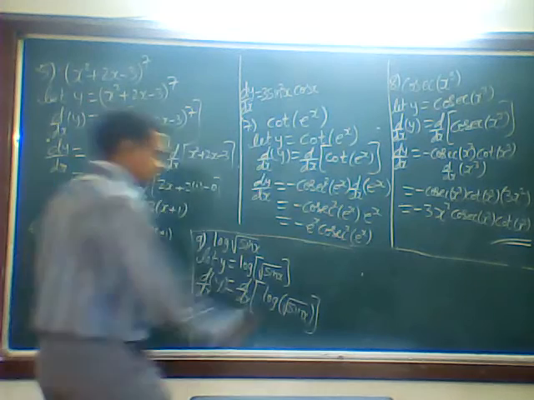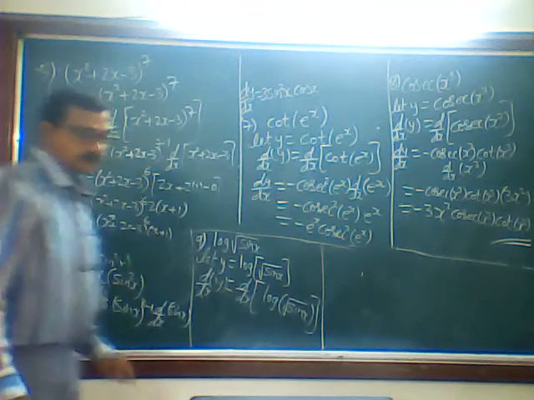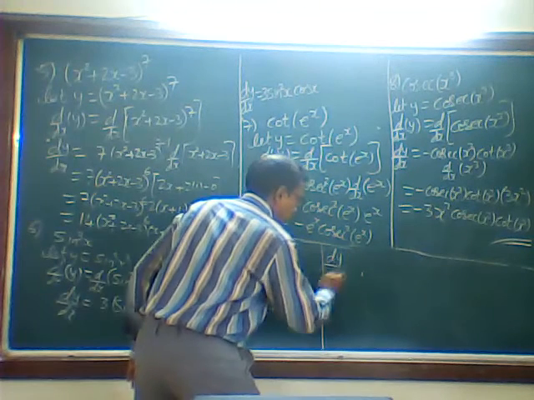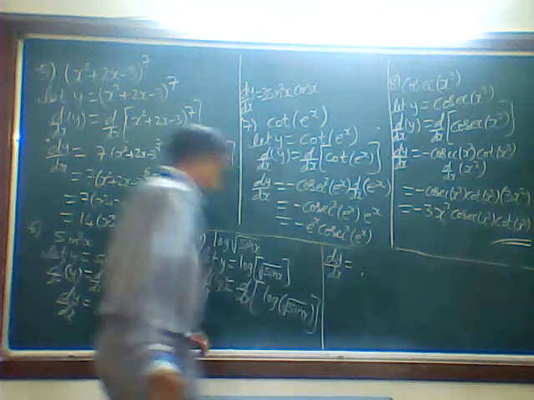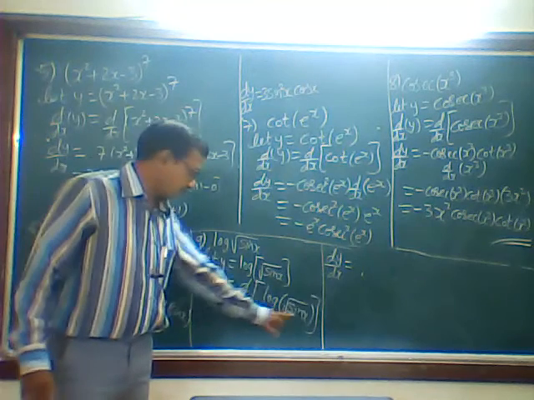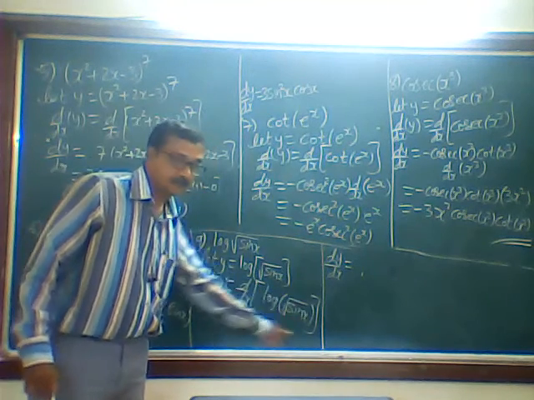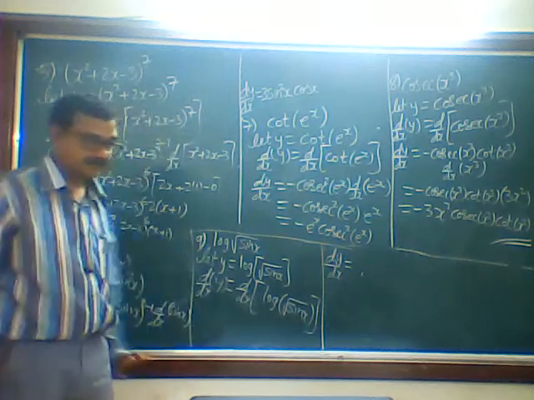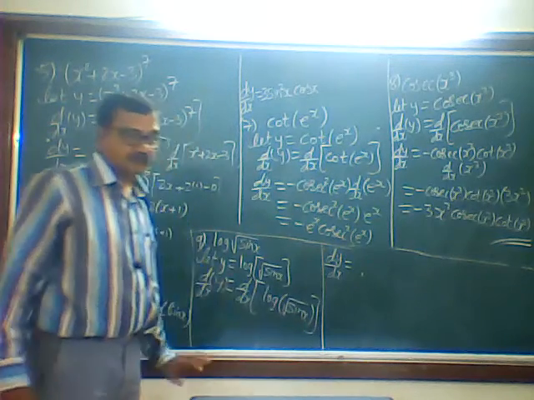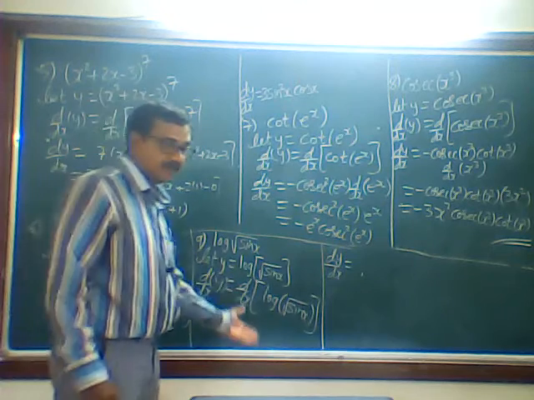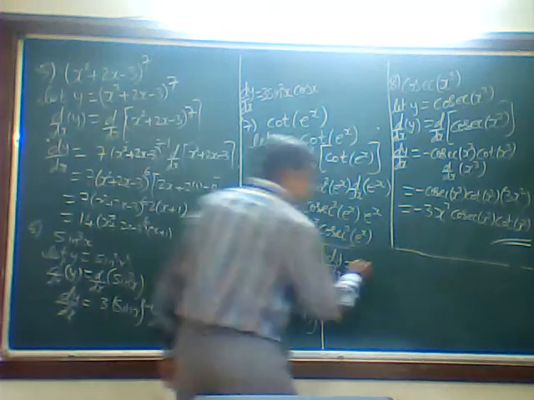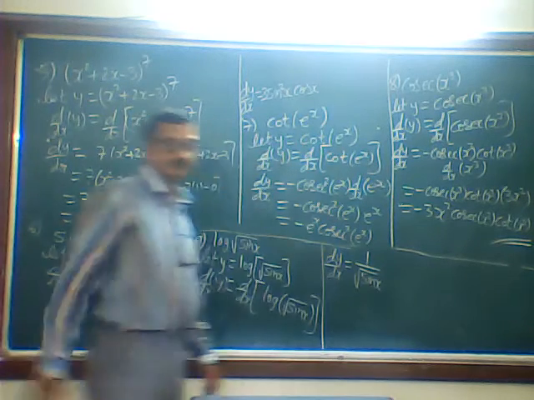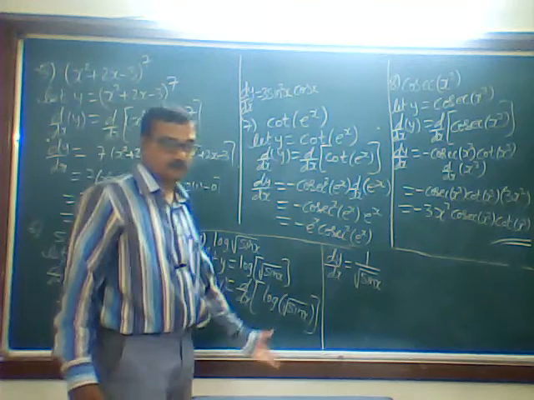I have applied d by dx on both the sides. Now dy by dx is equal to, here log of round bracket square root of sin x, you think it is your x. So differentiation of log x is what? 1 upon x. So while writing I am going to write 1 upon square root of sin x. 1 upon x is 1 upon square root of sin x.